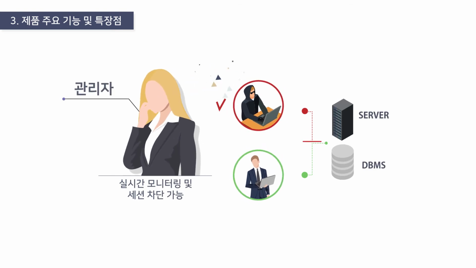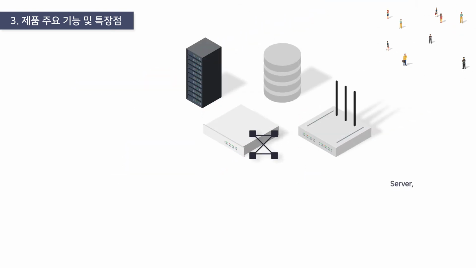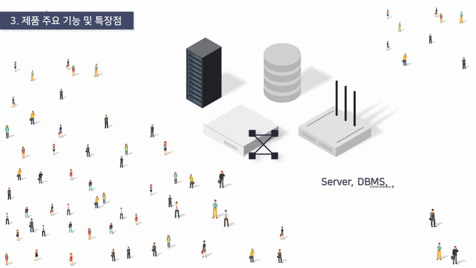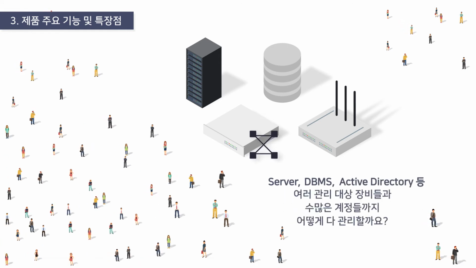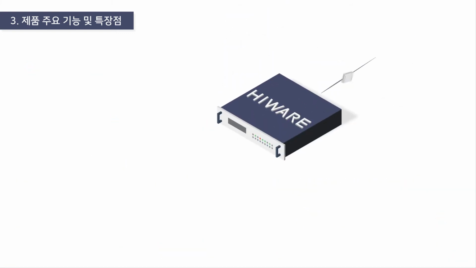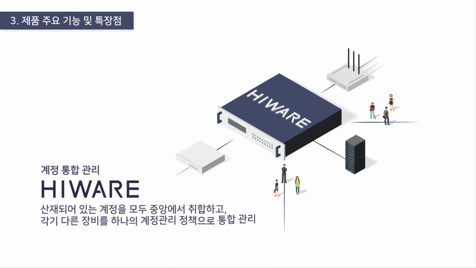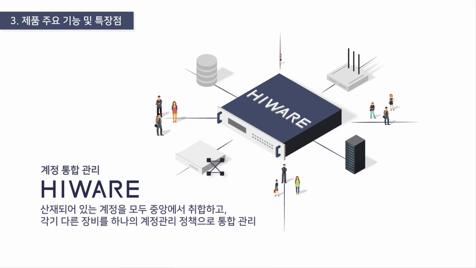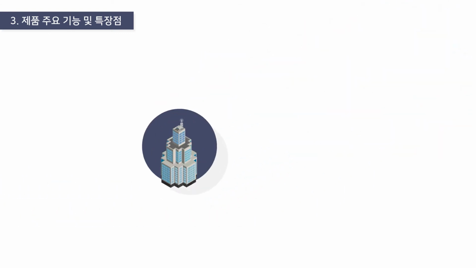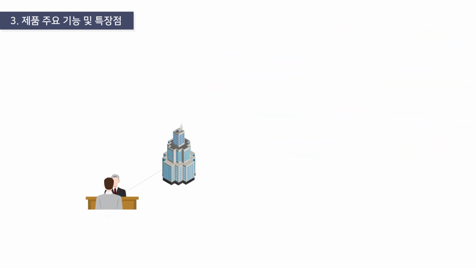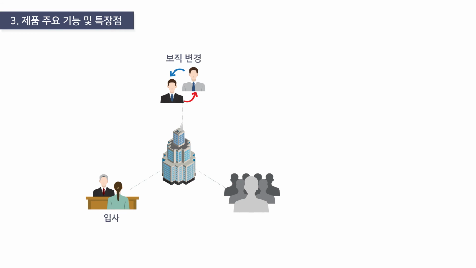blocked as needed. By the way, there are many things to manage, including servers, DBMS, Active Directory, and many other devices, as well as numerous accounts for each device. How do you manage it all? Hiware collects all the accounts centrally and integrates and manages the policies of the different devices into one account management policy. In conjunction with the HR system of the company, it automatically changes the lifecycle and privilege of the account according to the role change of the user, such as employees joining, change of position, or resignation.